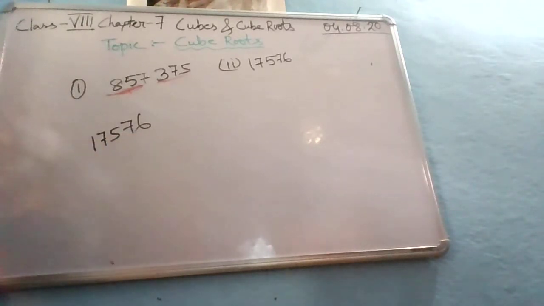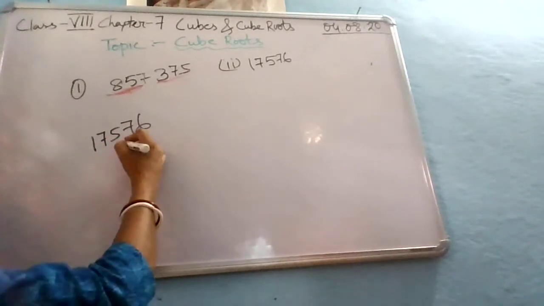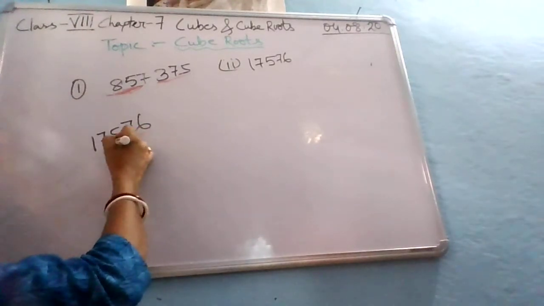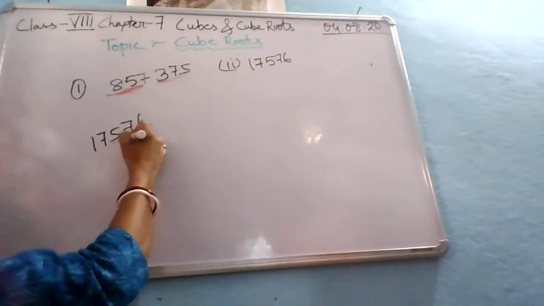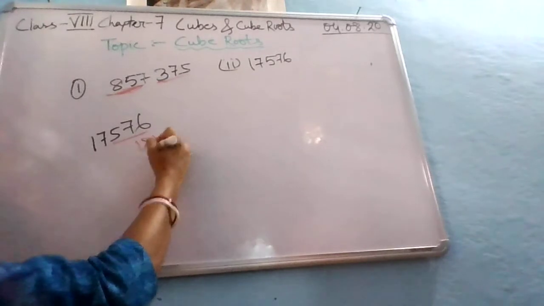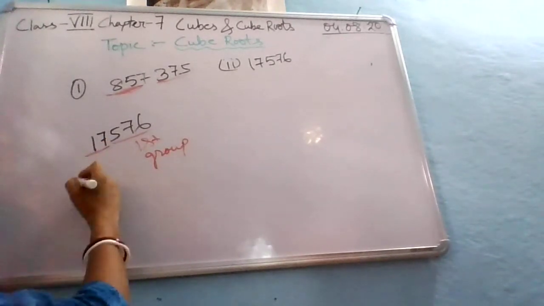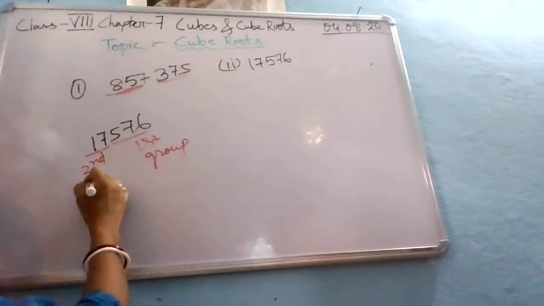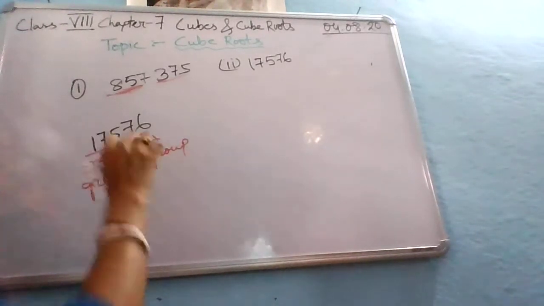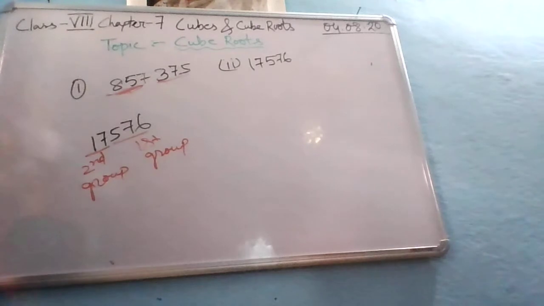So what is the first thing I have to do? Again I will group them. The first group I will start from the unit place. This is the first group I have. Now here 17, this is the second group. I will come to the second group afterwards. First I will think about the first group.